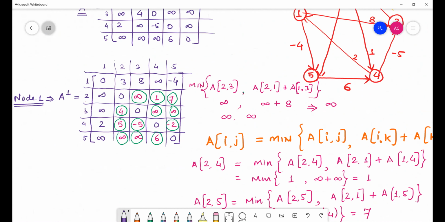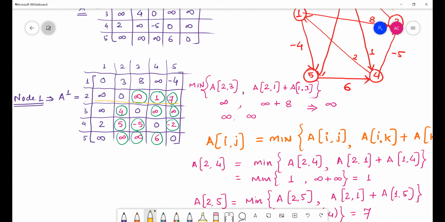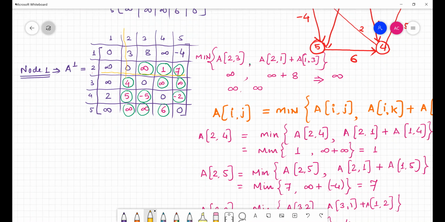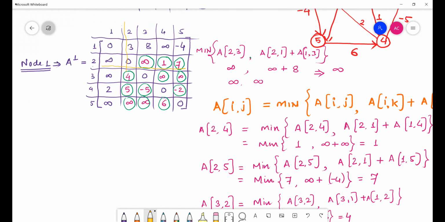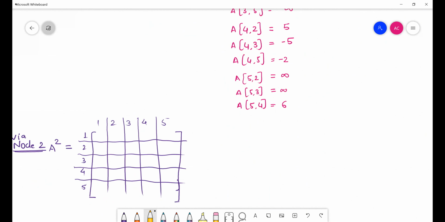Sorry, second row and second column, yes. This second row and this second column will remain unchanged. And the diagonal is always there. So just simply copy all those values. We won't take the values from the zeroth matrix. No, the zeroth matrix is now done. Now we have reached node 1.